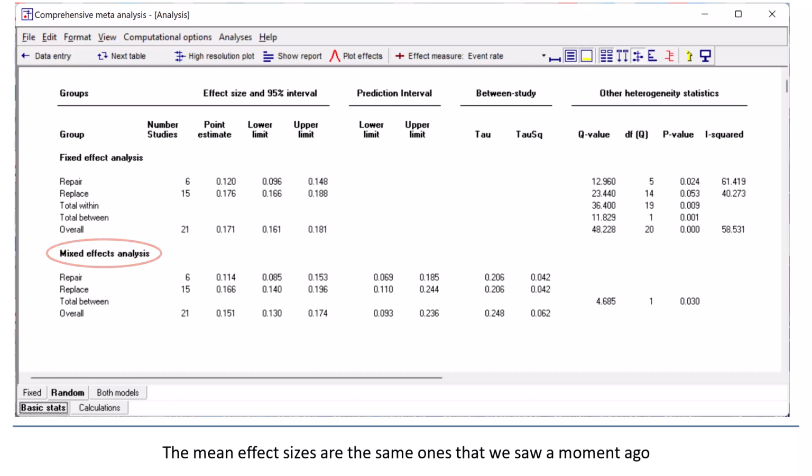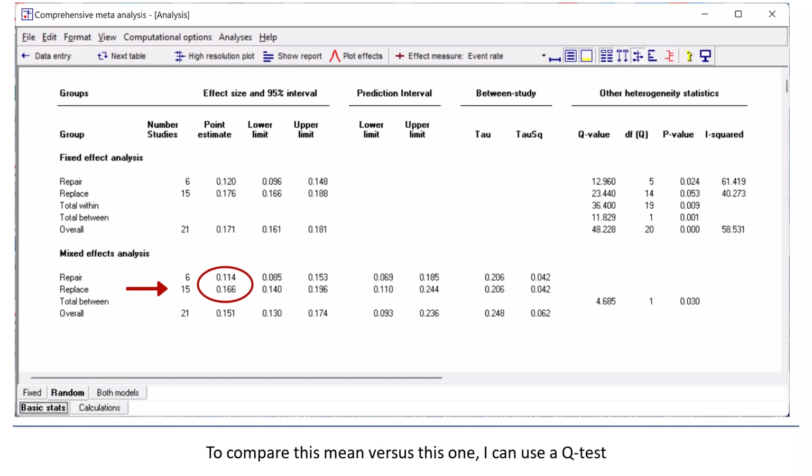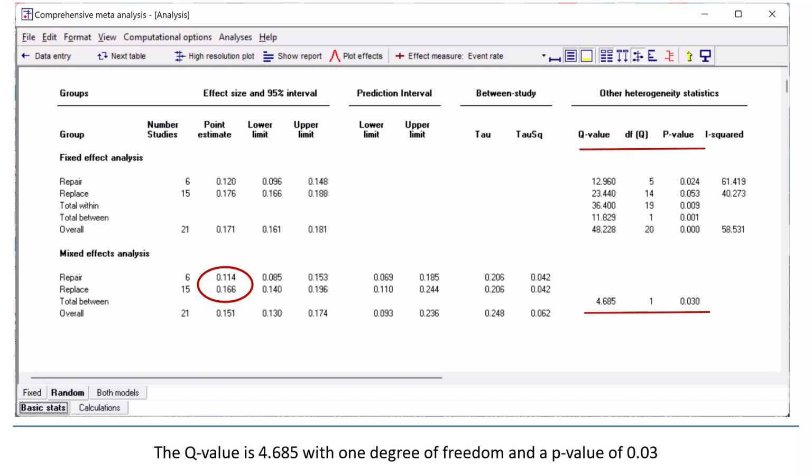The mean effect sizes are the same ones that we saw a moment ago. For the 6 studies that were based primarily on repair, the mean event rate is 11.4%. For the 15 studies that were based primarily on replacement, the mean event rate is 16.6%. To compare this mean versus this one, I can use a Q test. The Q value is 4.685 with 1 degree of freedom and a p-value of 0.03.